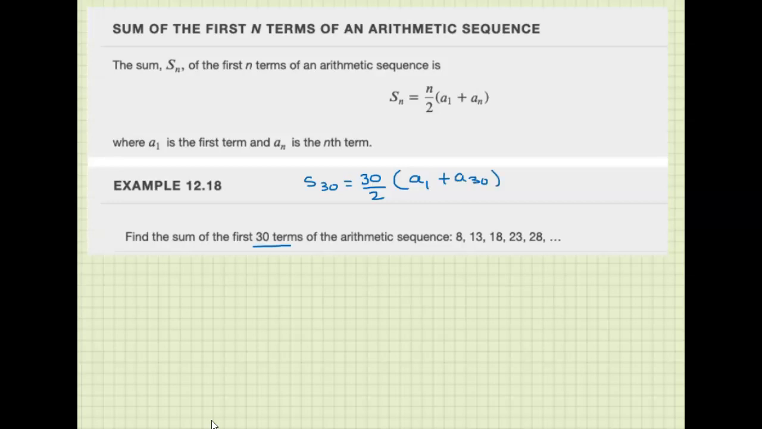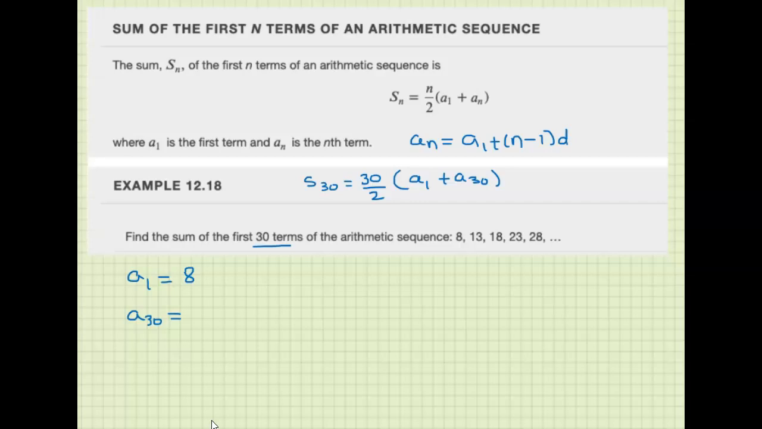Okay, so we need to know a1, which we do. a1 is the first term in the sequence. And we need to know a30. Okay, and this one you find with the formula that we learned just before. So an is a1 plus n minus 1 times d. That's the formula for the general term of an arithmetic sequence.